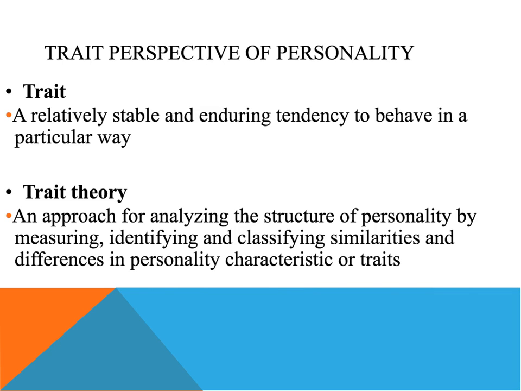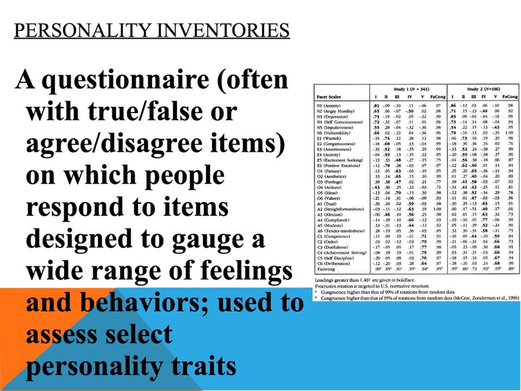According to trait theory, an approach for analyzing the structure of personality by measuring, identifying, and classifying similarities and differences in personality characteristics or traits, we use something very similar to factor analysis in order to analyze and evaluate people's specific personality traits. We do this by utilizing what are called personality inventories. A personality inventory is a questionnaire, often with true or false or using a Likert scale, on which people respond to items designed to gauge a wide range of feelings and behaviors used to assess select personality traits.